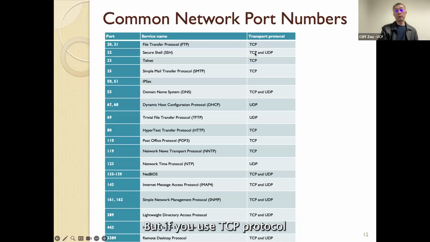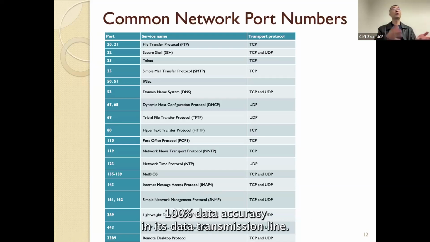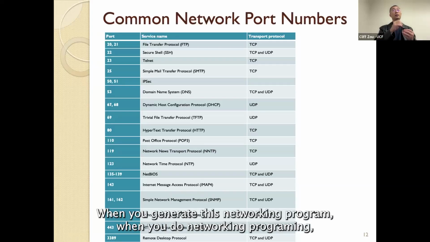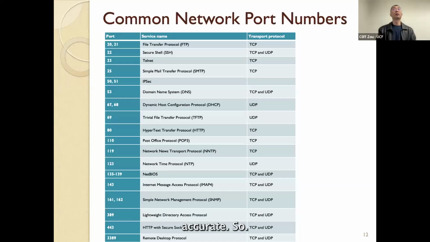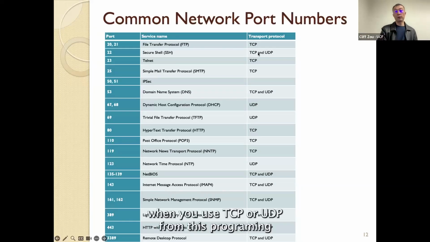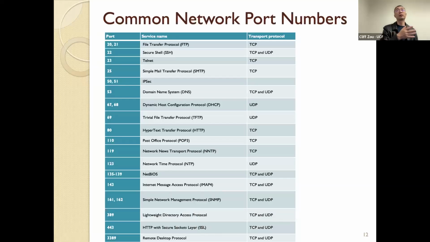But if you use the TCP protocol, because TCP is implemented by the operating system, it can guarantee 100% data accuracy in its data transmission. Then when you do networking programming, you can just assume the data you received is 100% accurate. So that's the difference when you use TCP or UDP from the programming aspect when you generate networking software.